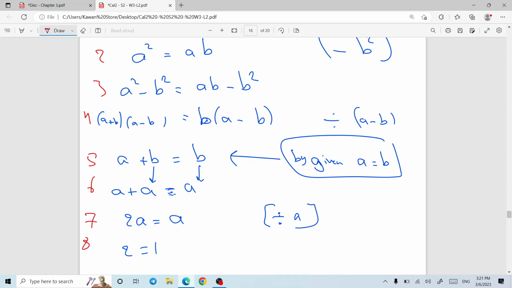So, why? Well, there is no wrong. A plus A is not equal to A. In that case, yes. But here, who says A is equal to 0? Divide 0 by 0? No.